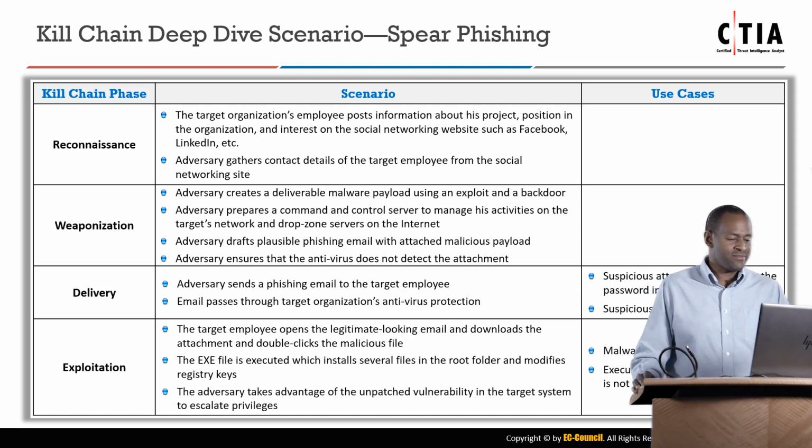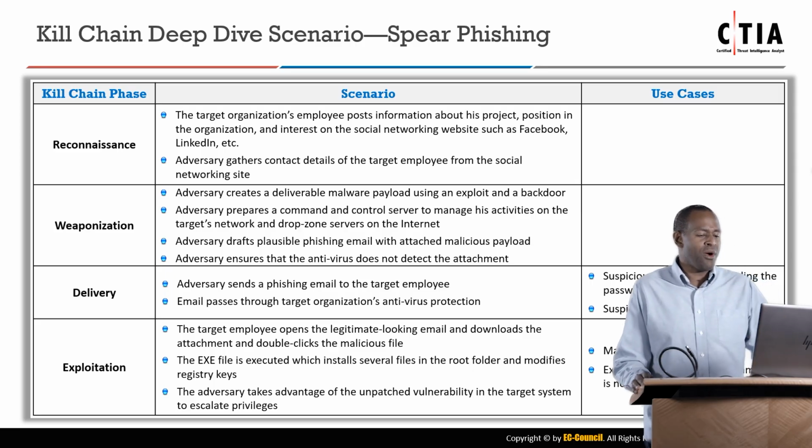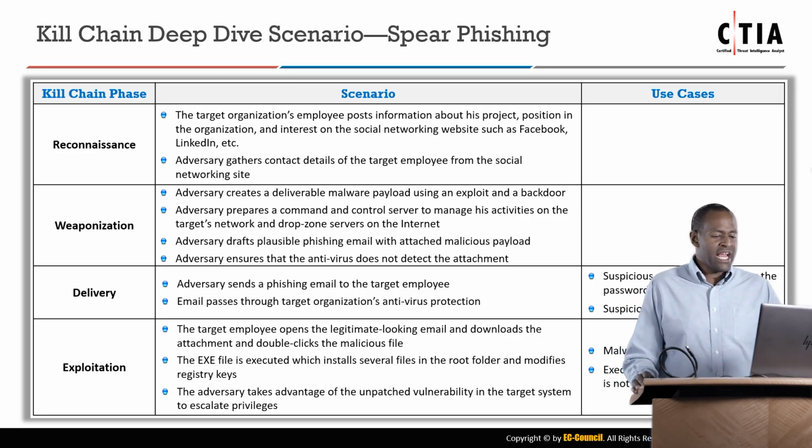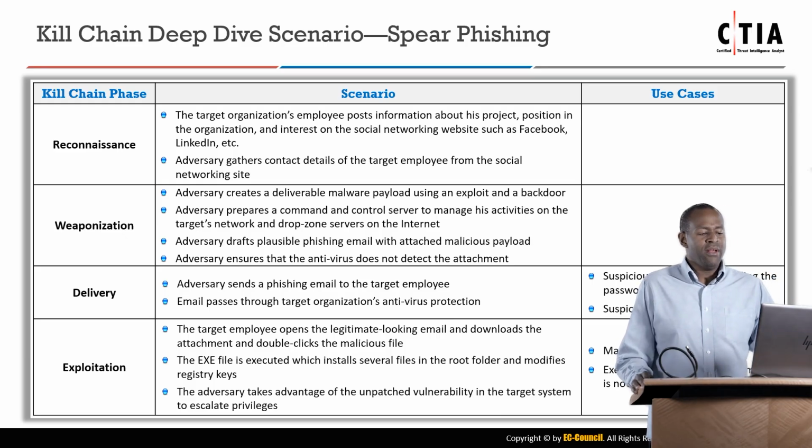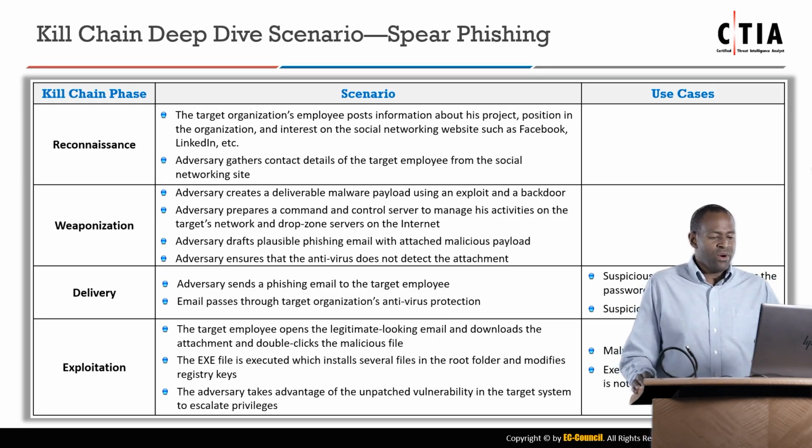Next is weaponization. So the adversary creates a deliverable malware payload using an exploit and backdoor, and prepares the command and control server to manage the activity on that network, and then you draft a plausible phishing email with the payload attached, and they assure that the antivirus doesn't detect the attachment.